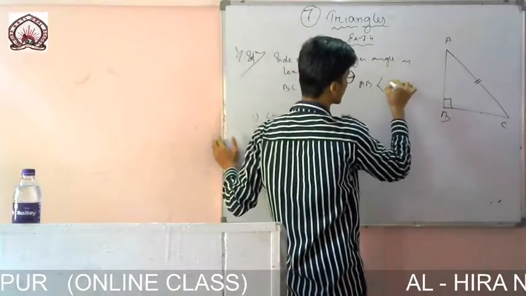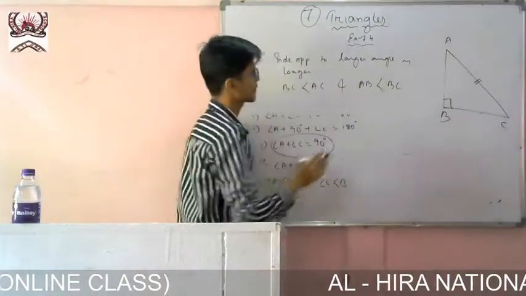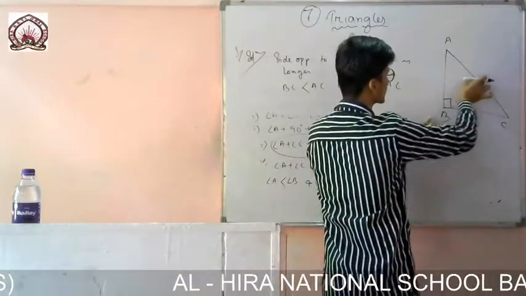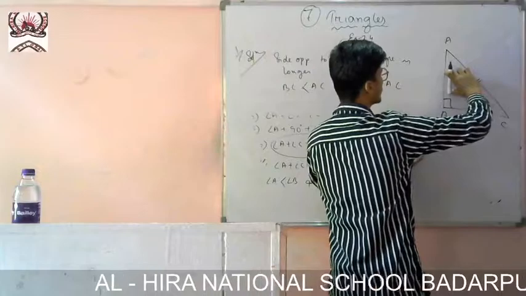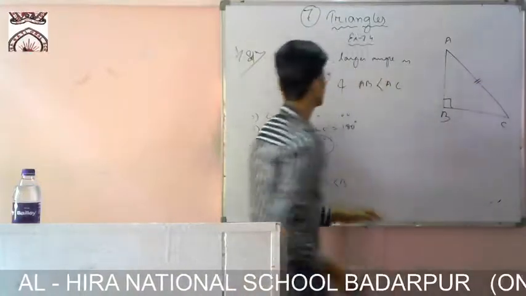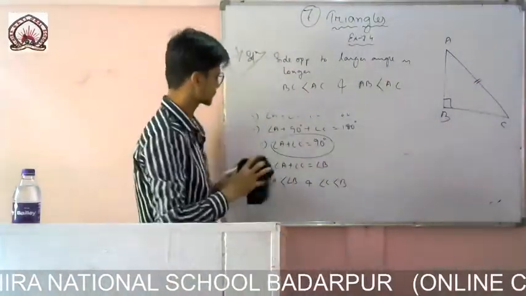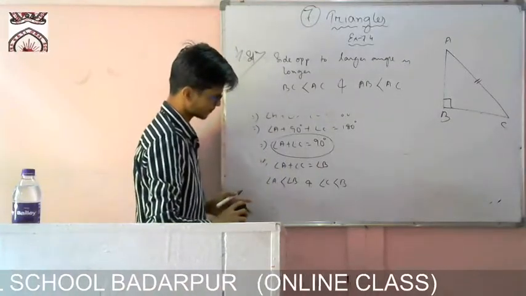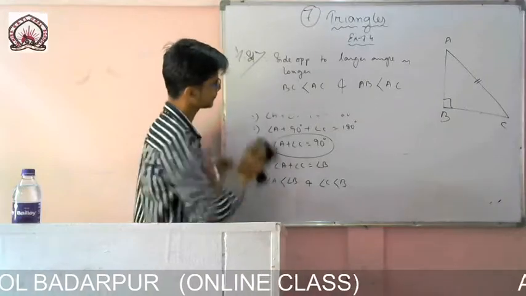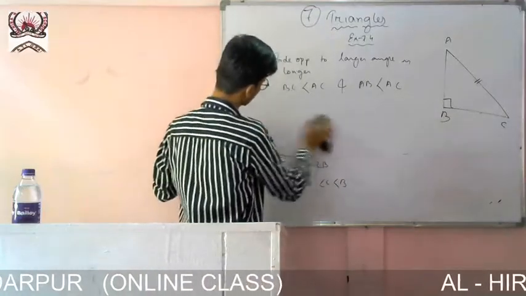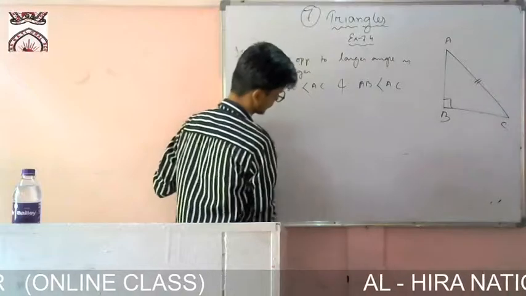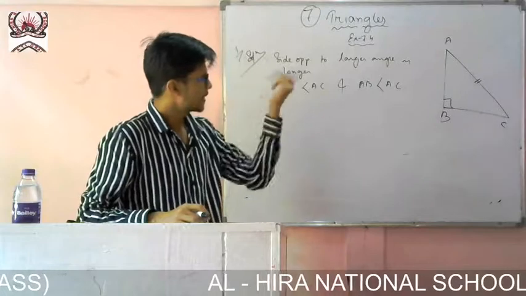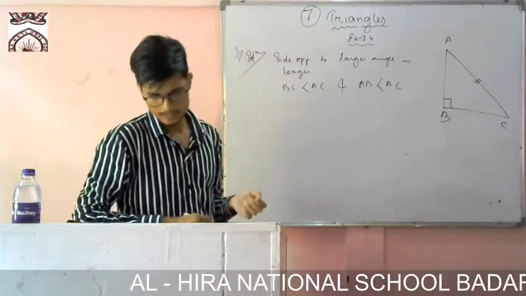It is smaller than AC. I am writing: opposite of B, it is AC. Opposite of C, it is AB. Opposite of A, it is BC. So BC is smaller than AC. Again, AB is also smaller than AC.